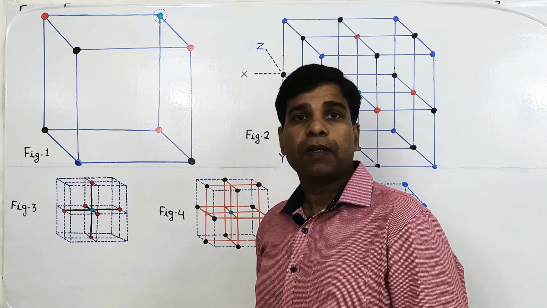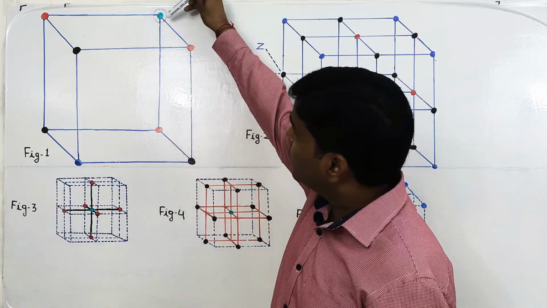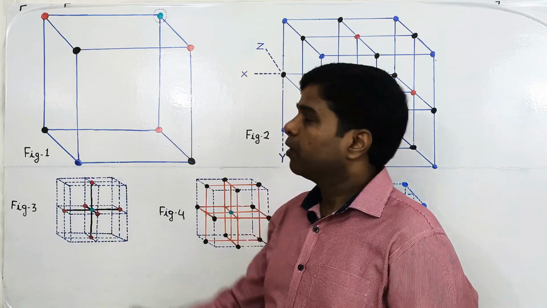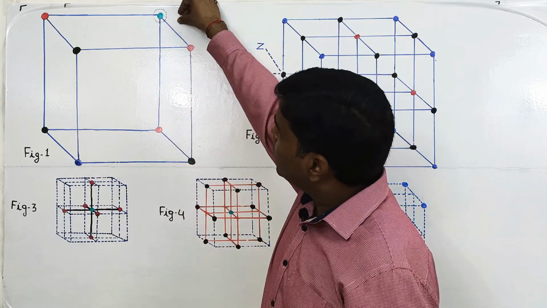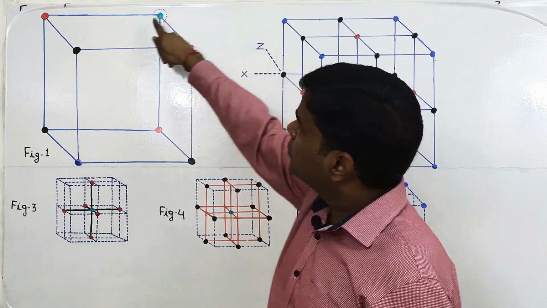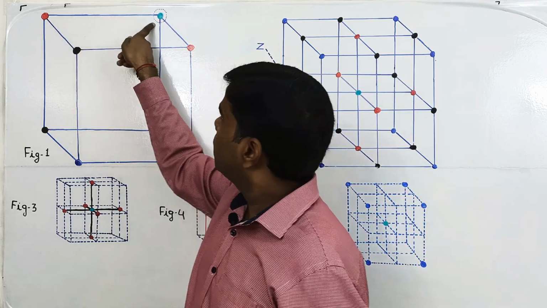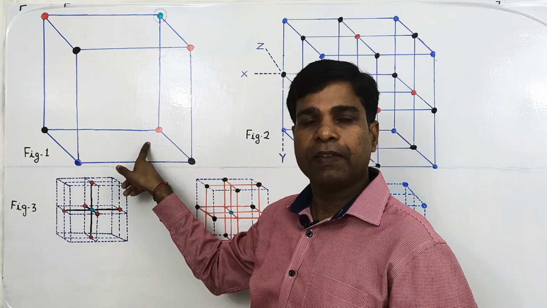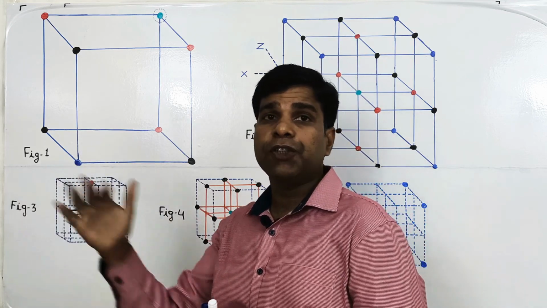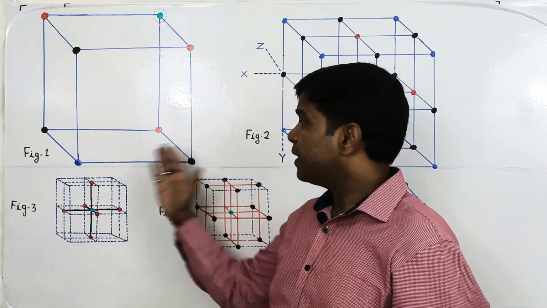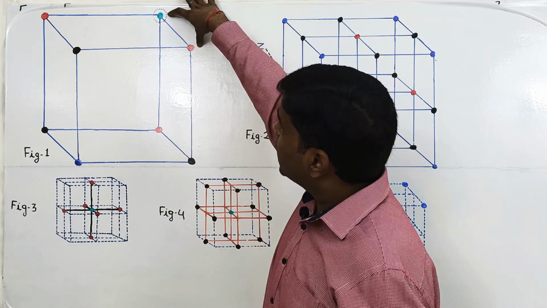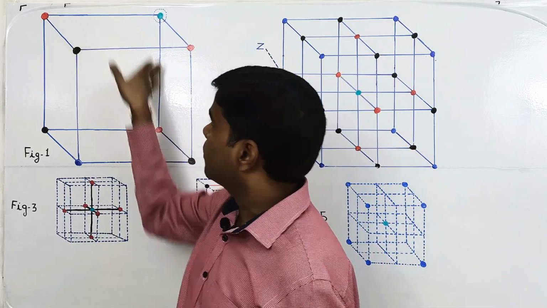For that purpose, I choose this green particle as my reference particle. With respect to this green particle, the red particle is present at the corner of the edge, and we know since every edge length is A, the dimension between the green and red particle is always A.